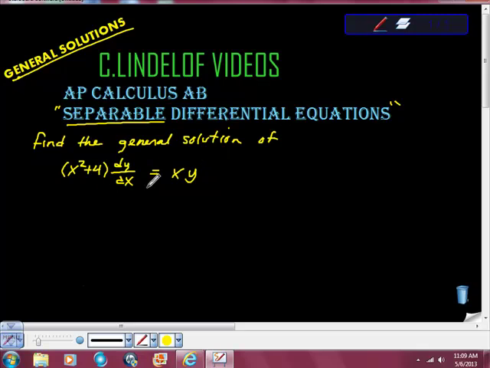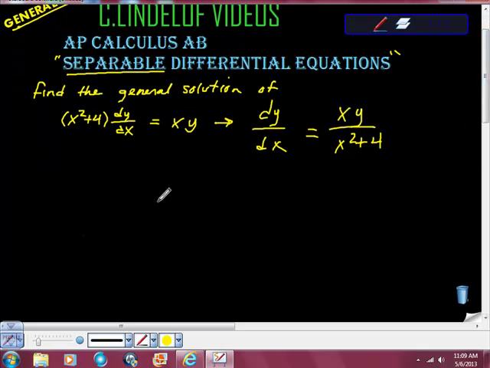So what I'm going to do is separate all the y's and dy to one side and the x's and dx to the other side. As I do that, I'm just going to show you a little bit of the algebra. The first thing I get is dy/dx equals xy over x squared plus 4. You can see we still have a problem with the y there, so I'm going to keep manipulating. I'm going to divide both sides by y.